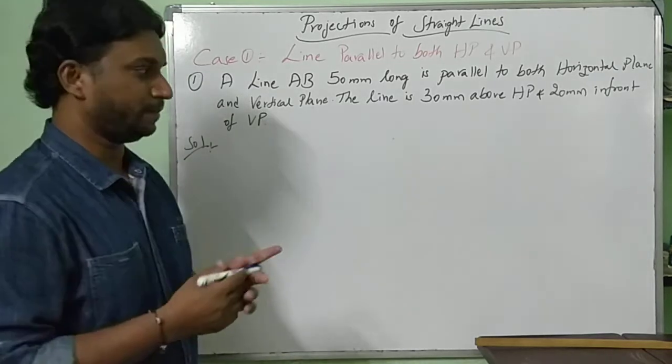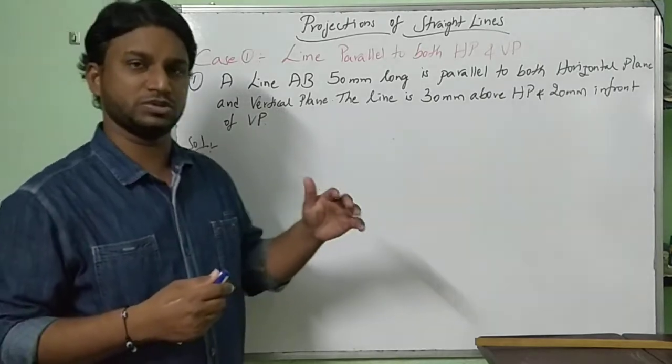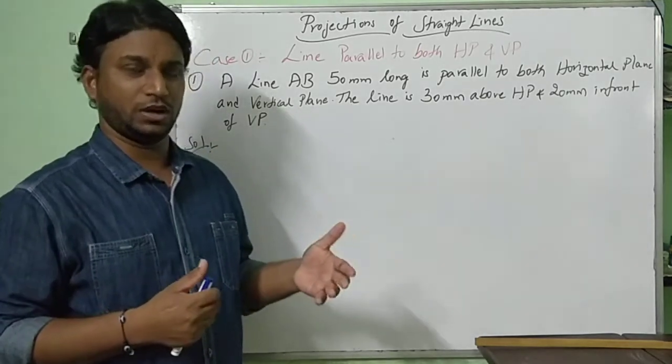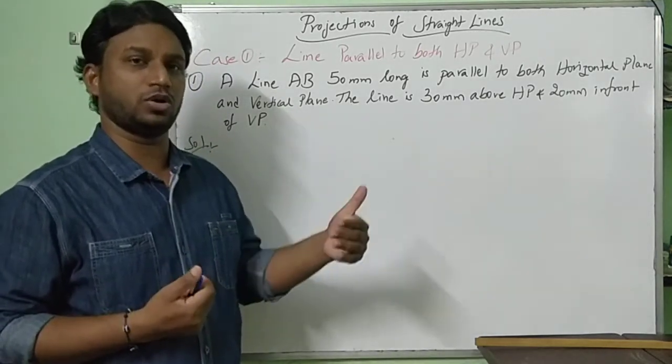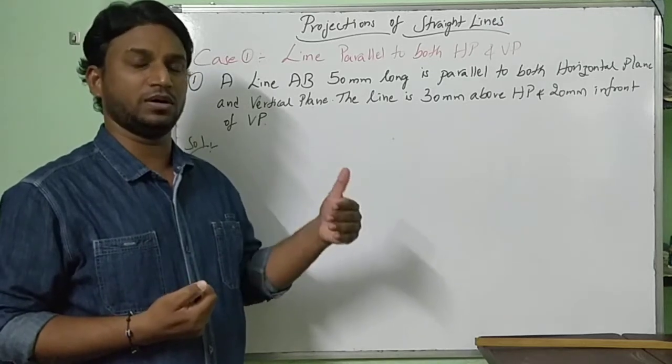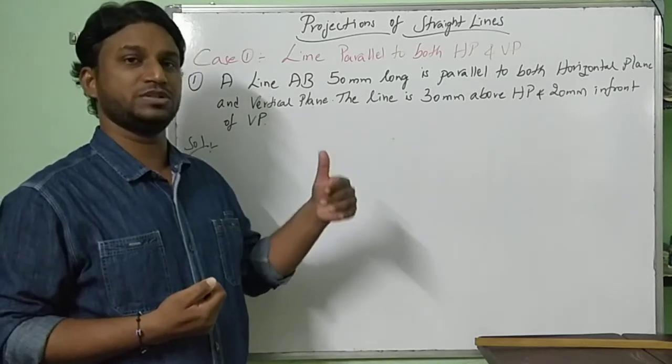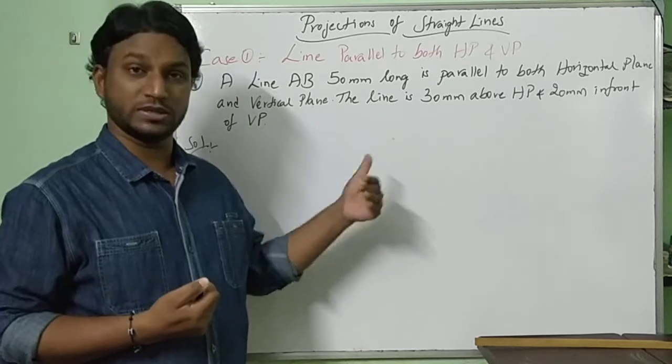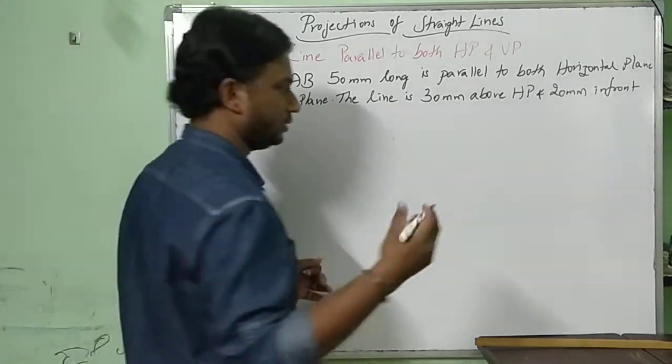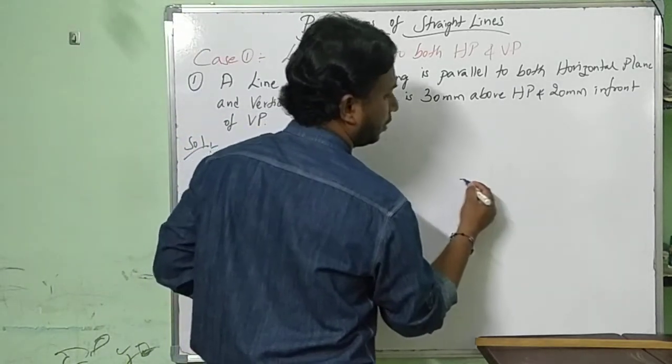to the first quadrant. The orthographic projections concept we have already discussed, and you know pretty well how to draw projections of a line, projections of an object which is in the first quadrant, second quadrant, third quadrant and fourth quadrant. But still, I'm trying to recall this for you.